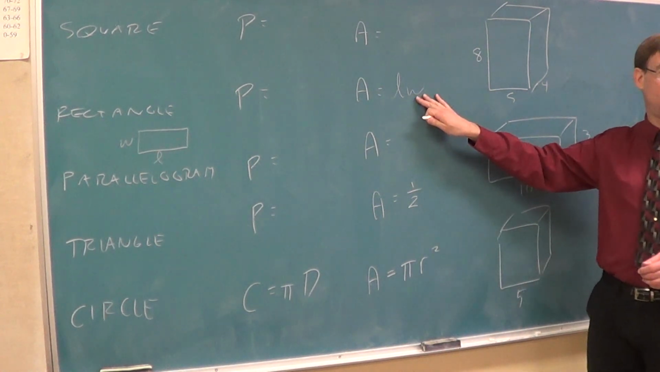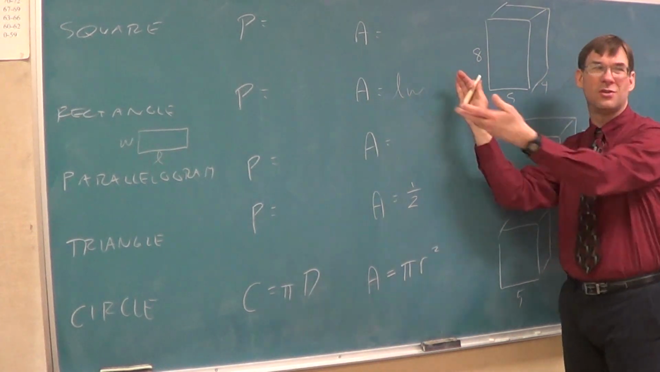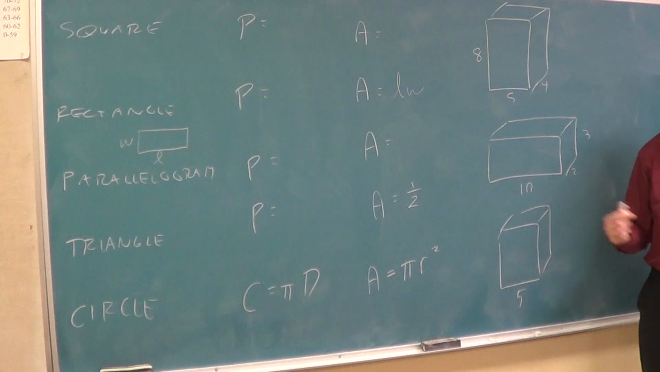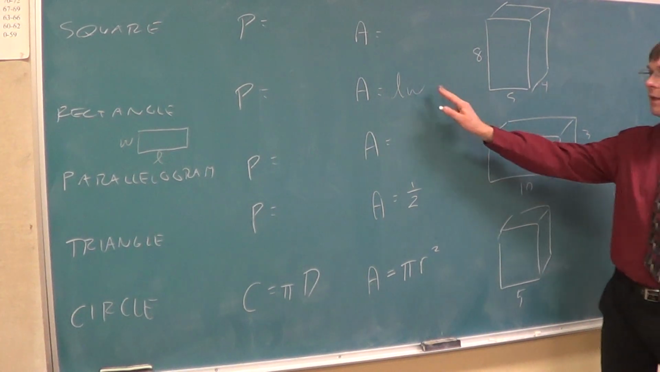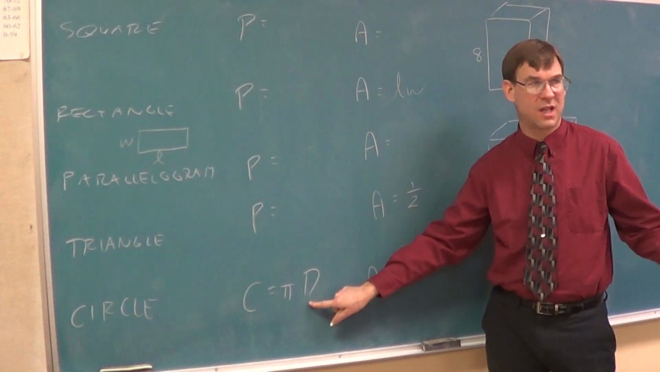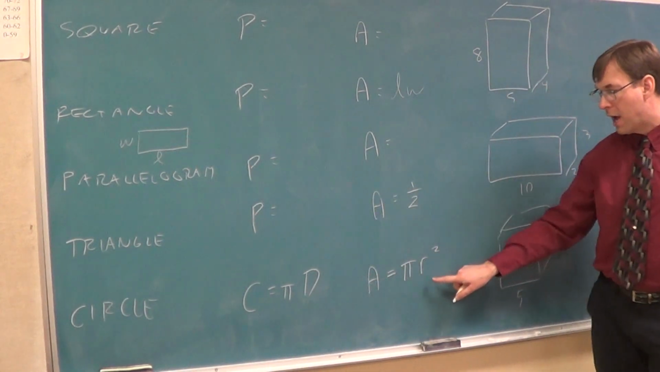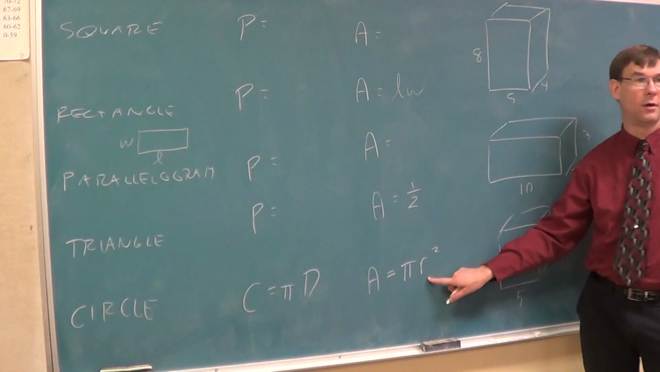Would it be wrong to put W times L? No. It's just as you see it in books, usually the letters go more alphabetically. I don't know why, it's just a thing. But if you write the letters backward, there's no harm. So if you wrote D pi, that's fine. However, on this one, if you wrote R pi squared, why would R pi squared be wrong?